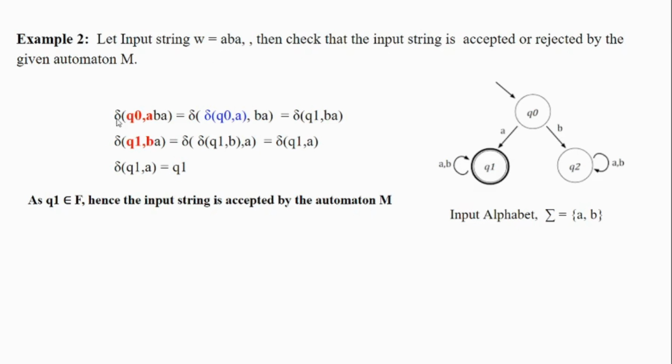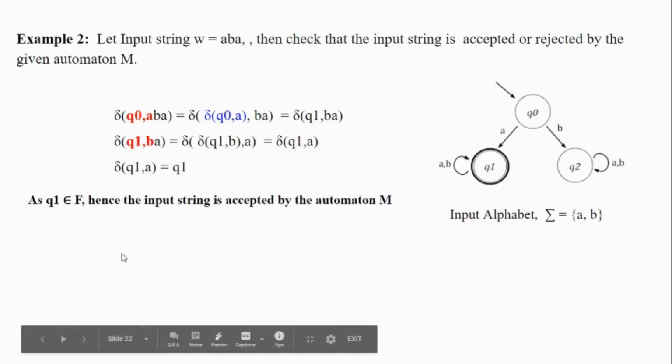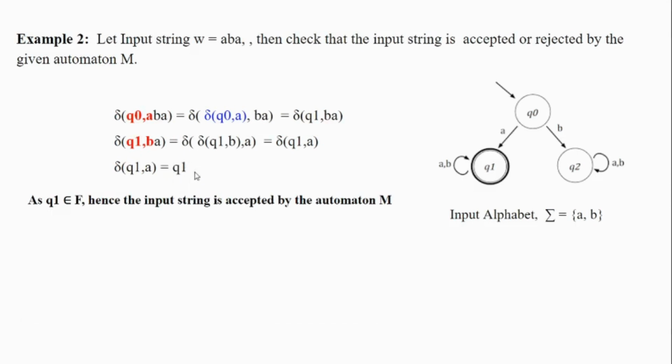The extended transition function is applied on the input string. So for Q0, A, when the extended transition function is applied, you will get Q1 as a state. Then the transition function is further extended. If it is applied on Q1, B, you will get Q1 as a state. So the input string is consumed one by one, reducing to 0. Finally you will get Q1 as a state. This is the state which is achieved by processing the input string ABA.